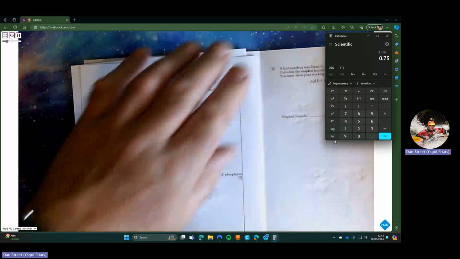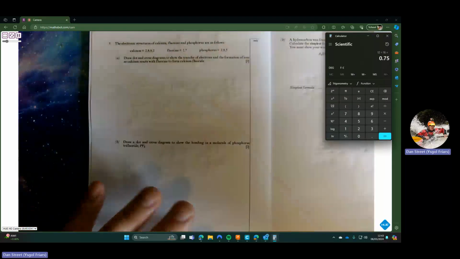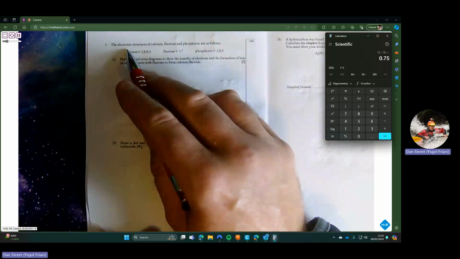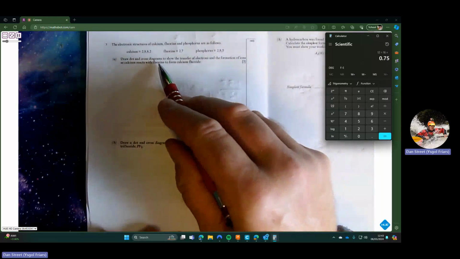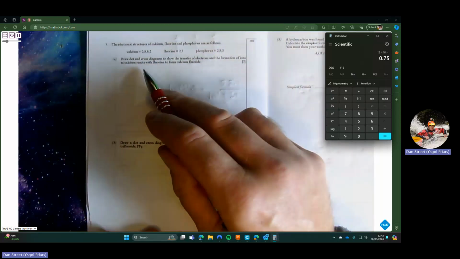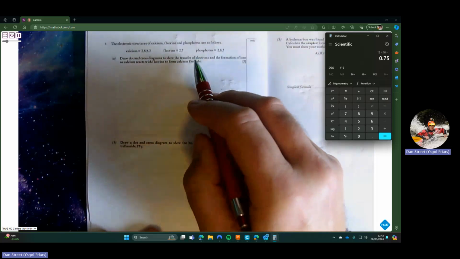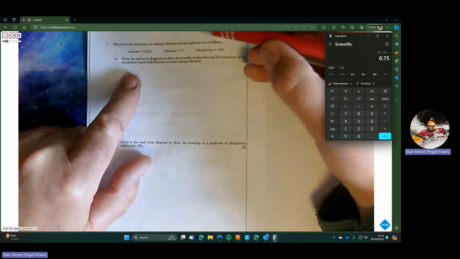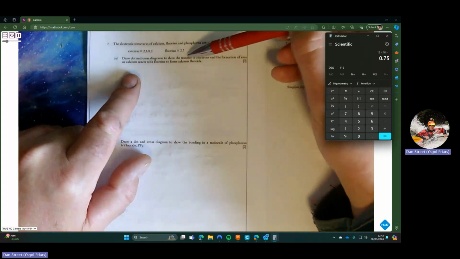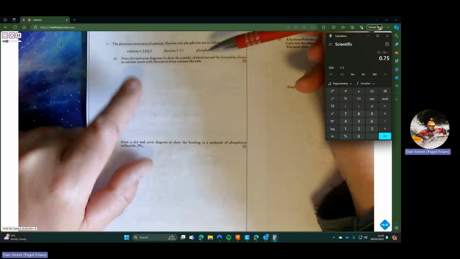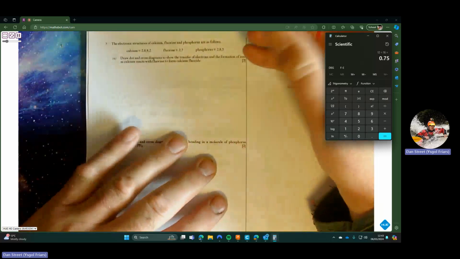Okay, this next one now, given that these were from papers from different years, a little bit of repetition here, but the electronic structure of calcium, fluorine, and phosphorus are as follows. Draw a dot and cross diagram to show the transfer of electrons and formation of ions. Yes, calcium reacts with fluorine to make calcium fluoride. So we've got dot and cross, but we're told it's a transfer of electrons diagram. Okay, so it's not a sharing diagram. Okay, we've got calcium at 2,8,2 and fluorine at 2,7.